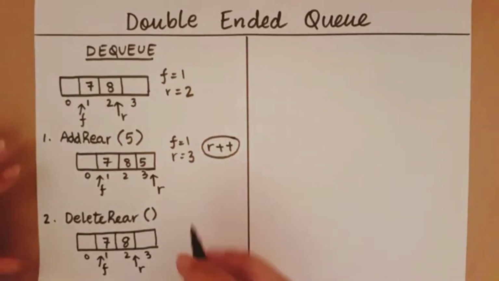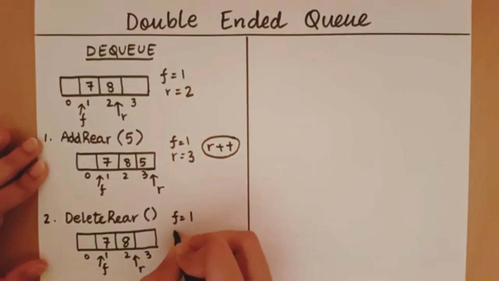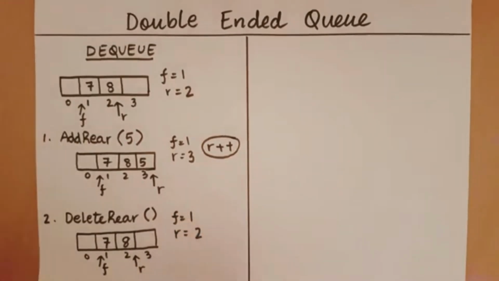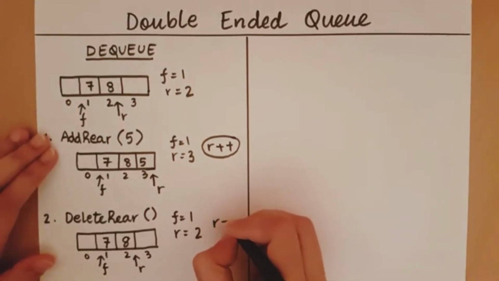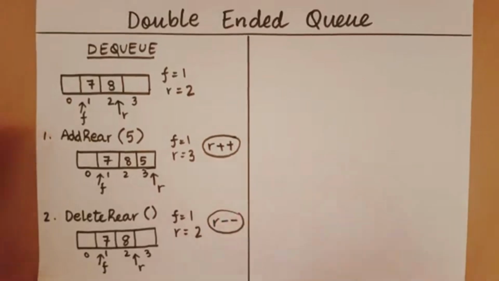When we do this, front remains 1, rear becomes 2. So what we have done is we have decremented the rear by 1 so that the queue no longer keeps track of that element. So the operation we do here is rear minus minus.